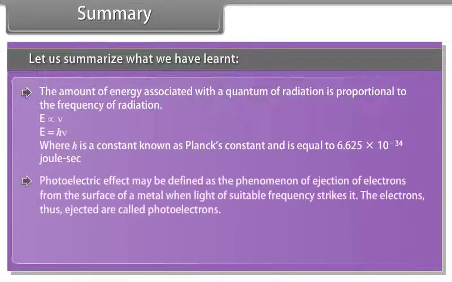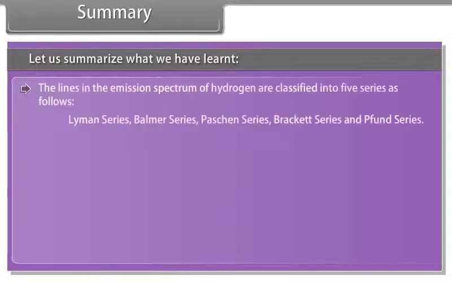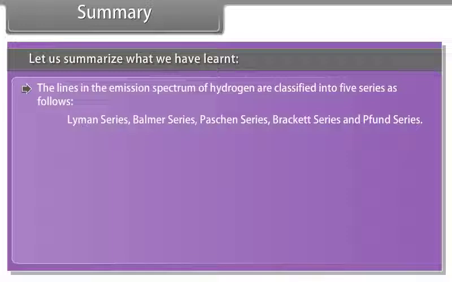Photoelectric effect may be defined as the phenomenon of ejection of electrons from the surface of a metal when light of suitable frequency strikes it. The electrons thus ejected are called photoelectrons. Atomic spectrum of an element can be used to identify the element and is sometimes called fingerprint of its atom. The lines in the emission spectrum of hydrogen are classified into 5 series as follows: Lyman series, Balmer series, Paschen series, Brackett series, and Pfund series.